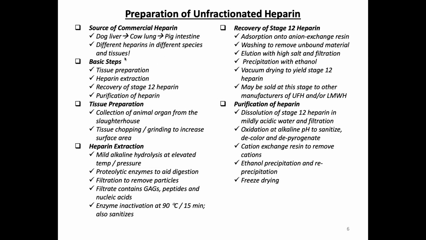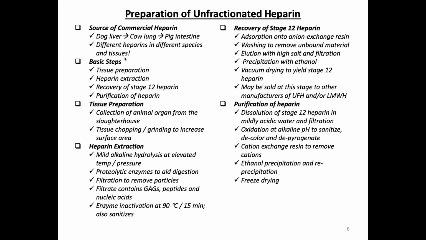So the basic steps involved in the preparation of heparin, which eventually go into the formation of the unfractionated heparin for clinical use, is first of all tissue preparation. An appropriate form of tissue has to be prepared. Then you use heparin extraction. Then you recover a heparin called stage 12 heparin. And then obviously you purify heparin.